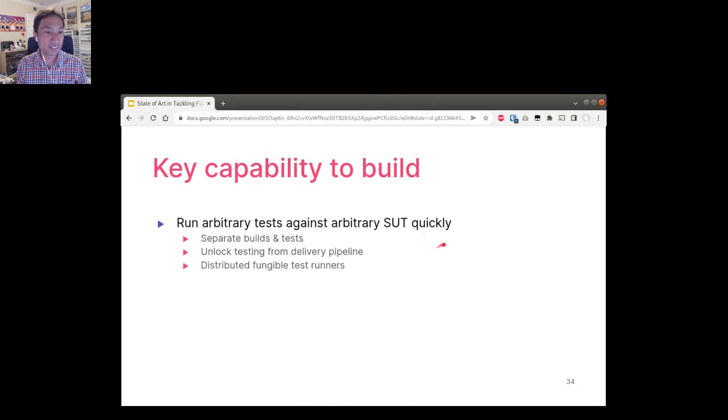To be able to do these kinds of things, you need a build process that's capable of doing that. You need to design a delivery pipeline in which you can do these things, like deploy to the staging environment and run these tests. And then you need the fungible, distributed test runner.